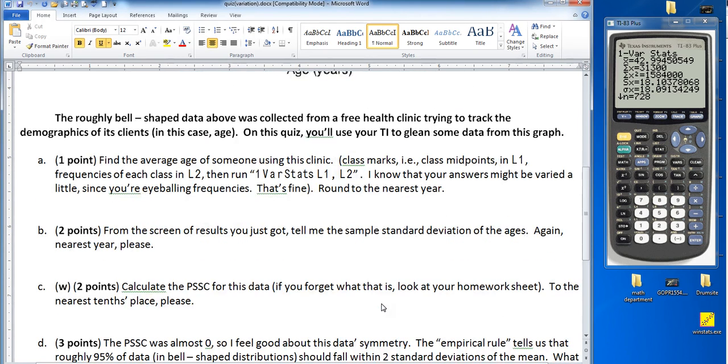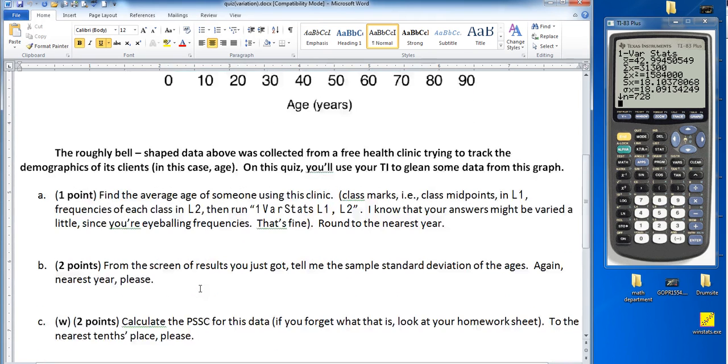Okay, the PSSC, which is the Pearson second skewness coefficient. So what we're going to do is take the average minus the median, and then divide that by the standard deviation. I'm going to use the variables menu that you've already learned about in the footnote of this quiz to pull those three things out. The average is x-bar. I'm going to subtract off the median.